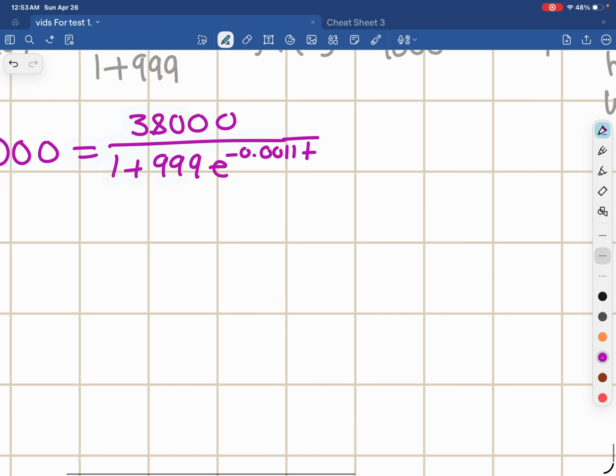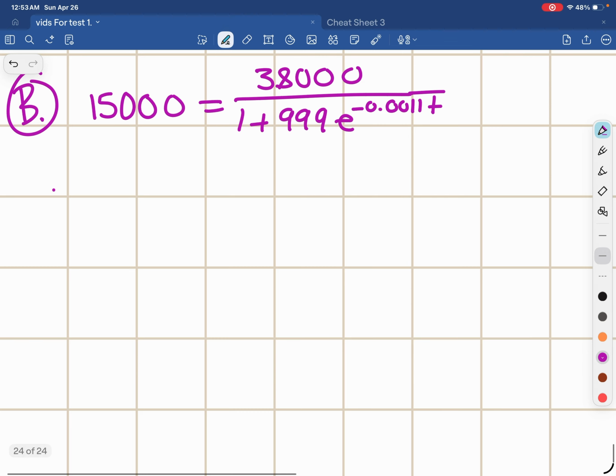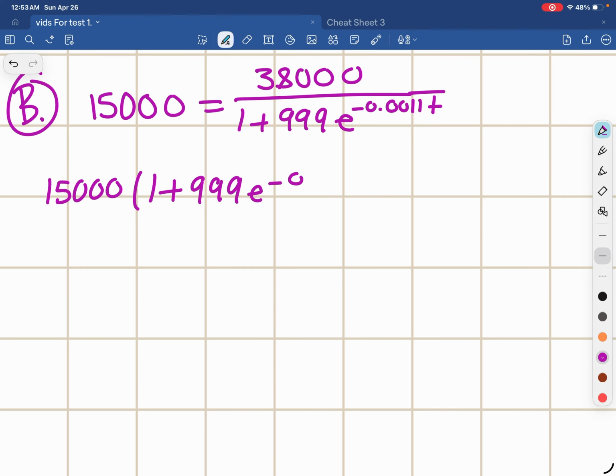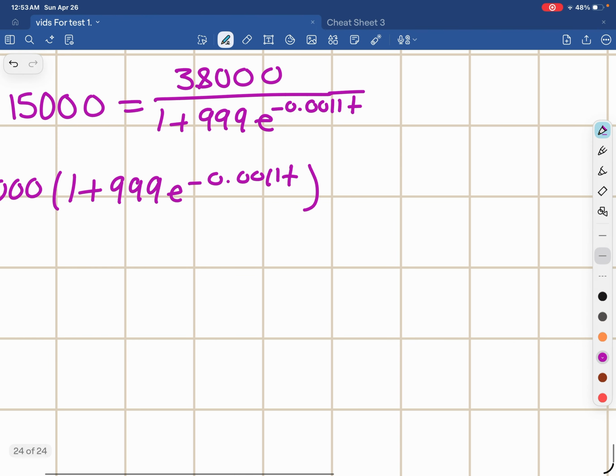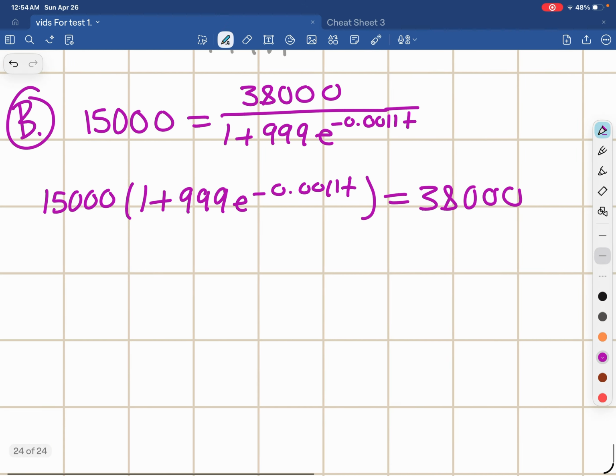Let's break this down. So how would we solve this? Right away, we're going to multiply the bottom term. So we should have 1,500 times 1 plus 999e. It's a lot to write, I know. Just stick with me. Is equal to 38,000. Beautiful. Now we can divide by 1,500.